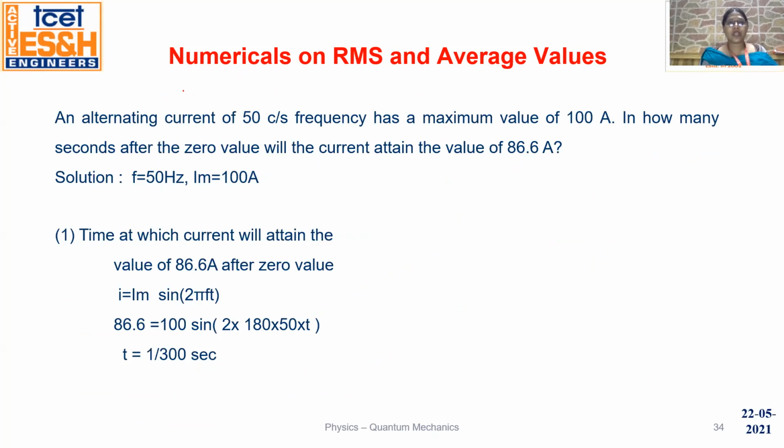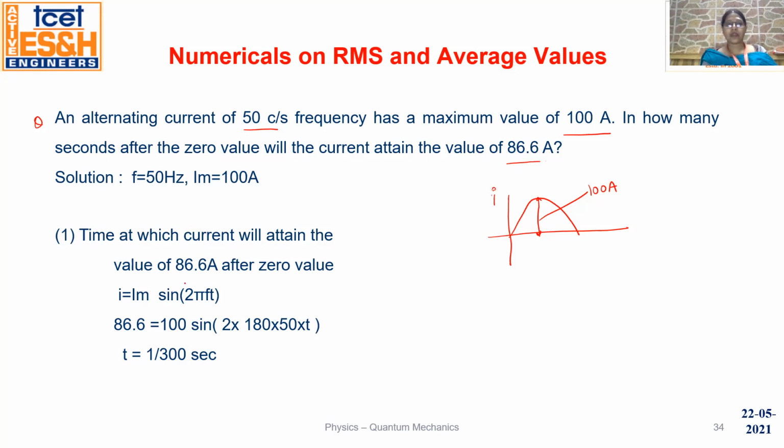Now next numerical. In this numerical, an alternating current of 50 cycles per second has a maximum value of 100 ampere. In how many seconds after the zero value will the current attain the value of 86.6 ampere? You have a waveform in which 100 ampere is the maximum value. Now they asked at which particular instant of time the current has the value of 86.6 ampere.